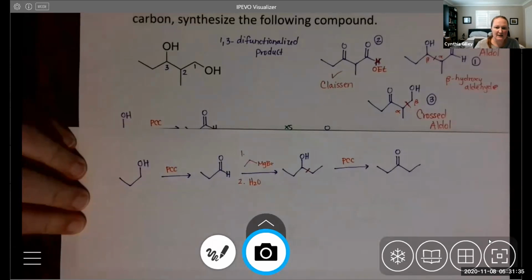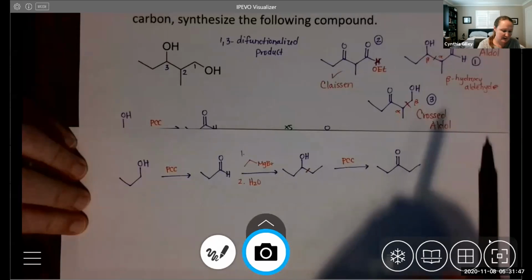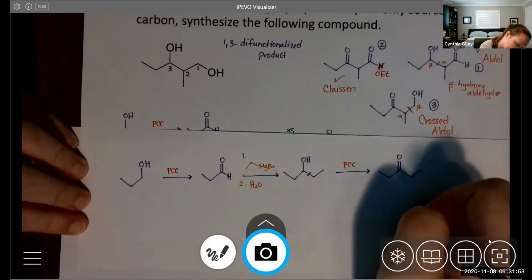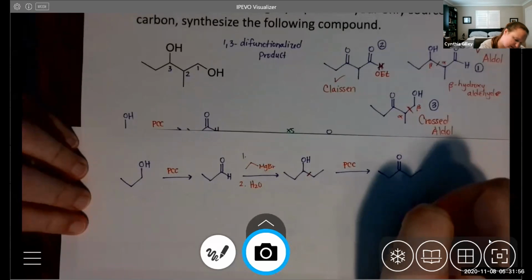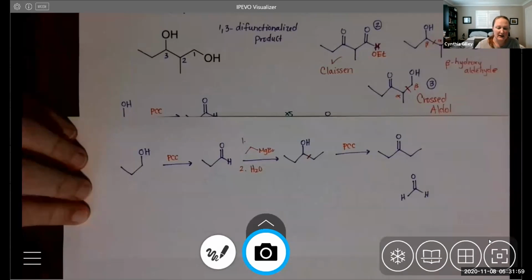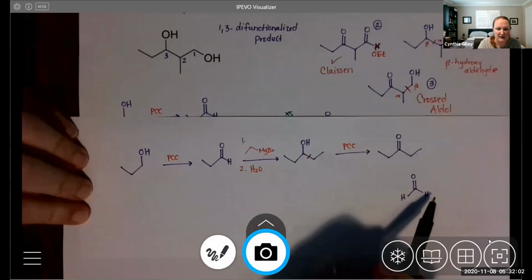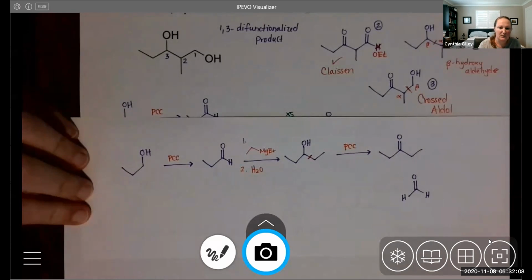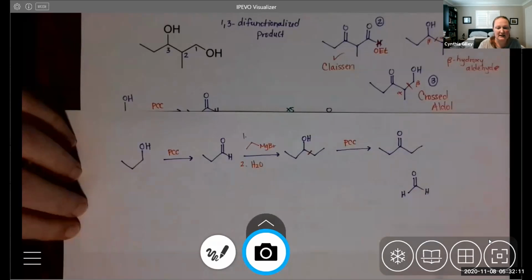Because we're using a crossed aldol, we need to carefully consider our options here. One of the great things about this particular crossed aldol is that we're going to be using formaldehyde as the second component. Formaldehyde is a good choice as the electrophile in a crossed aldol condensation because it doesn't have any alpha protons. It doesn't have any alpha carbons with protons attached, so it cannot form an enolate, which makes it easier to work with.